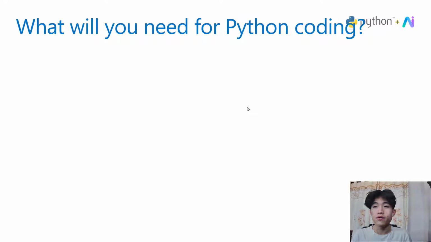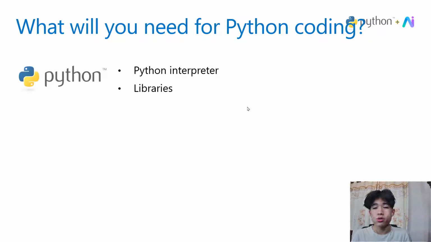What will you need for Python coding? So there's three things essentially. You will need the Python interpreter. So this basically just allows you to actually run the Python programs on your computer.